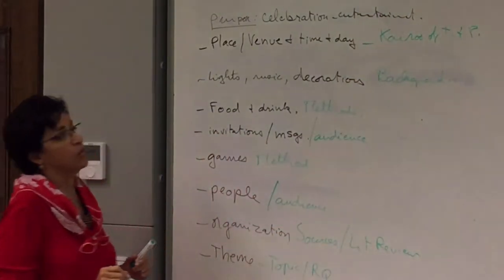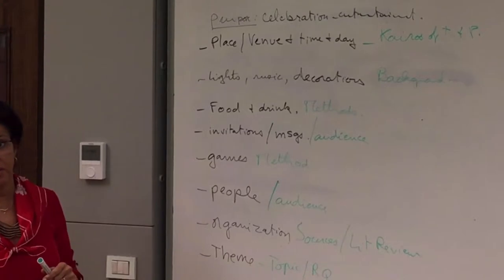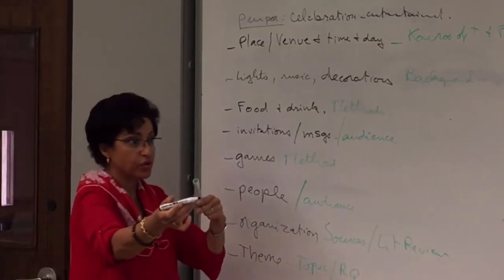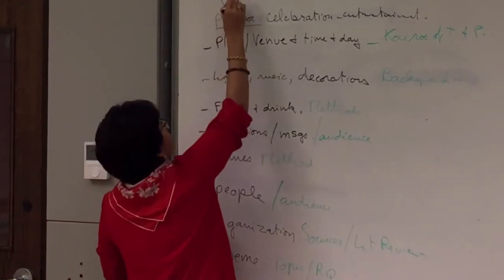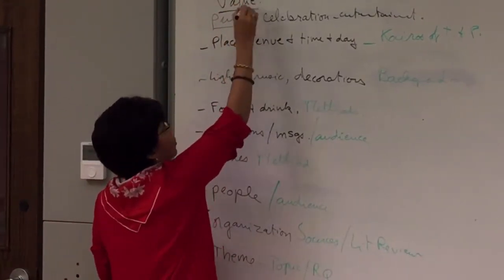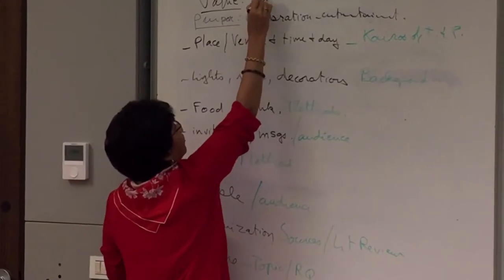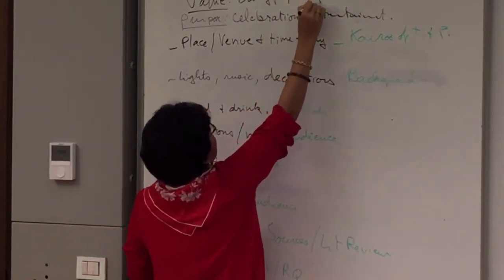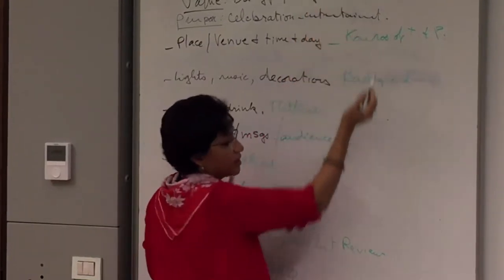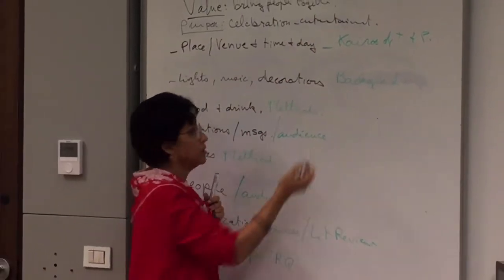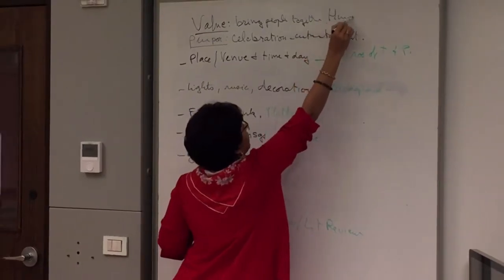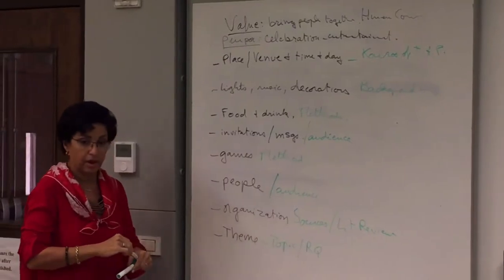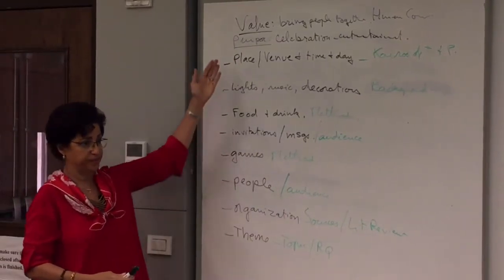Okay. What is the value of a party? Bring people together. Bring people together, do you agree? Yes? Which is always higher. Remember, the value is always higher than the purpose. Bring people together. Yes. Can we say like a human connection? Yeah? Human, I can't write that high. Connection. Okay. All right. Human connection.